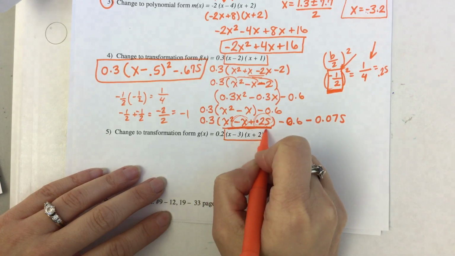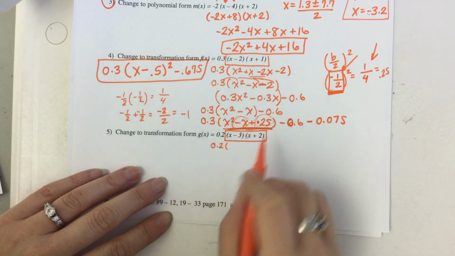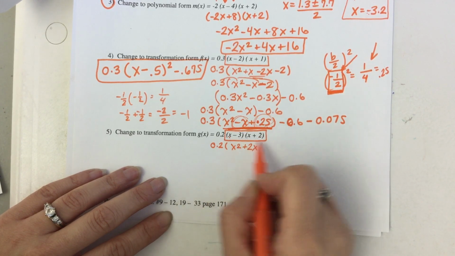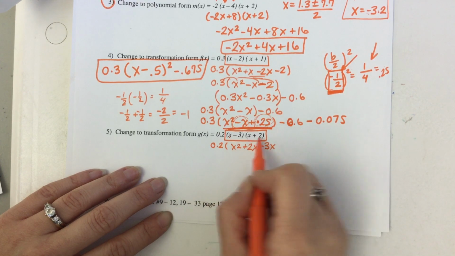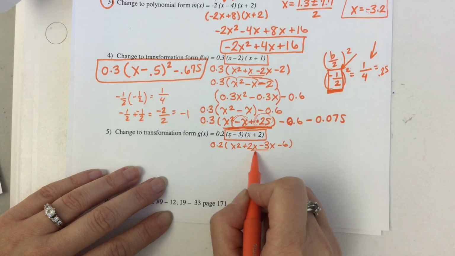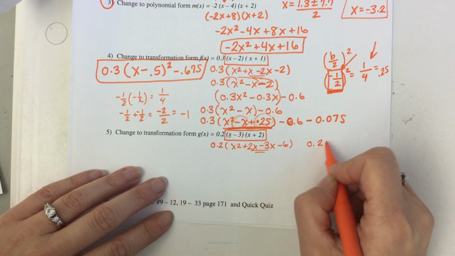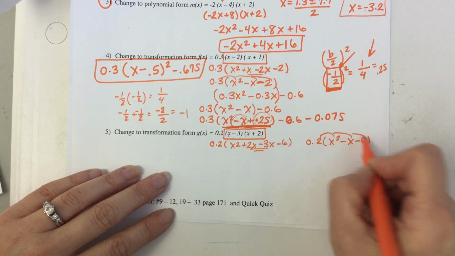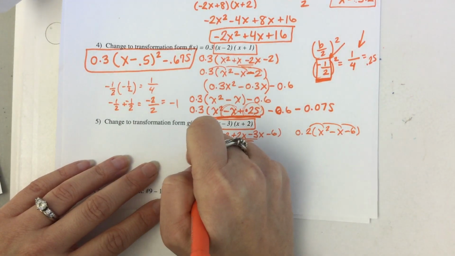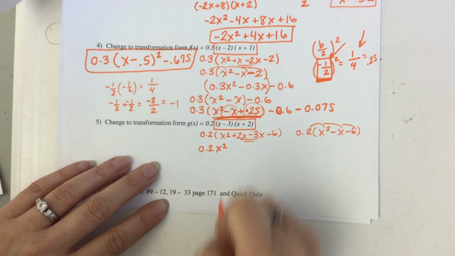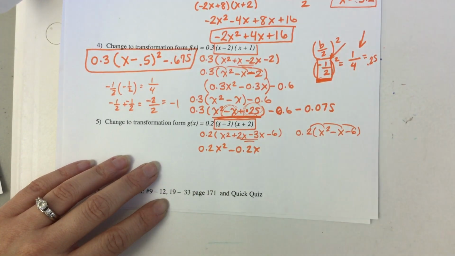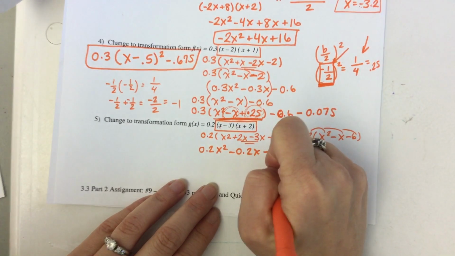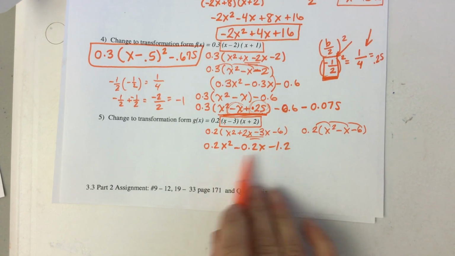So the first thing I do is I go ahead and I expand this. X times x is x squared. X times 2 is 2x. Negative 3 times x is negative 3x. Negative 3 times 2 is negative 6. Combine the like terms. So I have 0.2 times x squared minus x minus 6. Now I distribute that 0.2. So I have 0.2x squared minus 0.2x. If I take negative 6 times 0.2, I have negative 1.2. Now this is polynomial form.